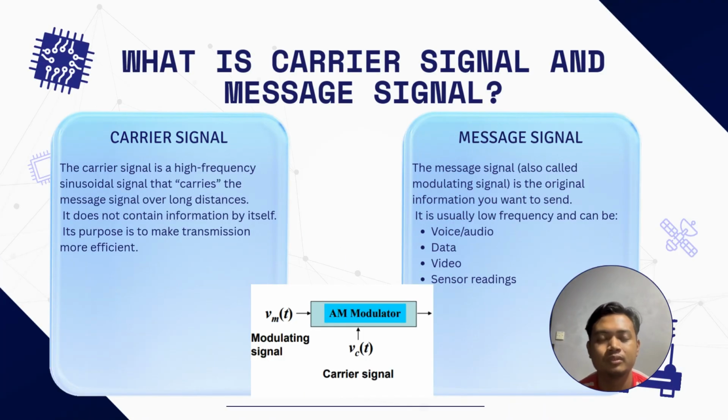Okay, next we will go for the difference between carrier signal and message signal. Carrier signal is a high frequency sinusoidal signal that carries the message signal over long distance. It does not contain information by itself. The purpose is to make transmission more efficient. The message signal is also called the modulating signal. It is the original information signal that you want to send. It's usually low in frequency and can be voice, data, video or sensor link.